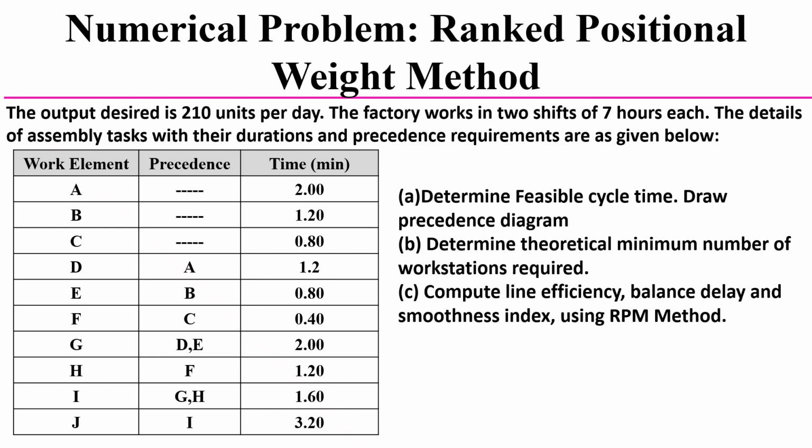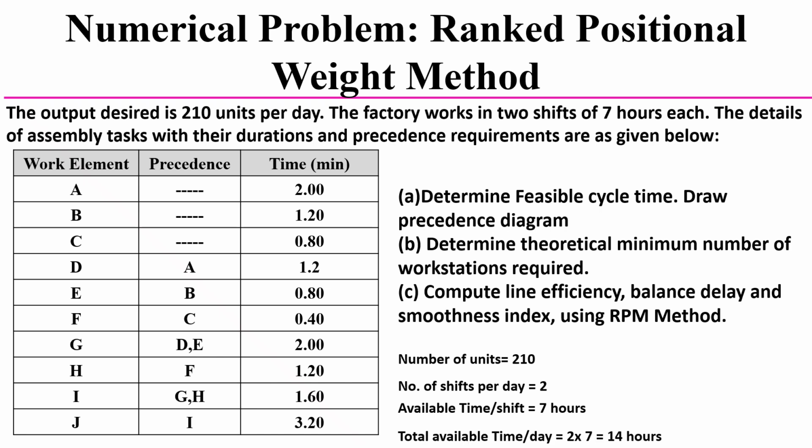So let's see the solution. Before that, I have to observe the given data. In the problem it is given that the output desired is 210 units per day. So the number of units is 210, and the factory works in 2 shifts of 7 hours each. So the number of shifts per day is 2 and the available time per shift is 7 hours. So the total available time per day is 2 into 7, which is 14 hours.